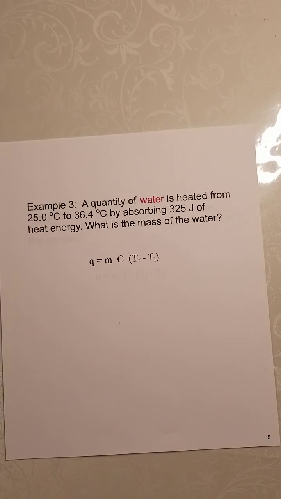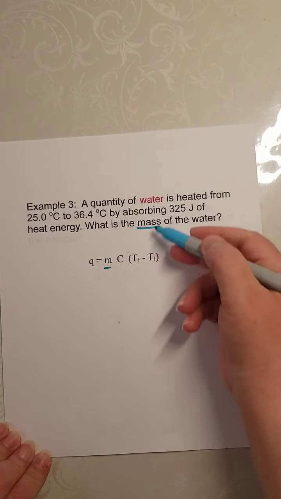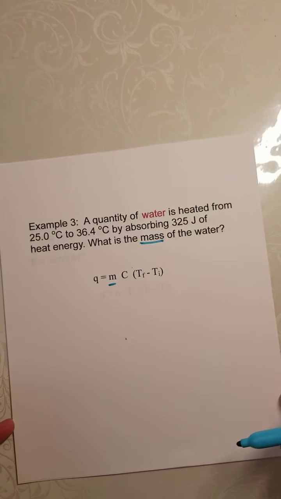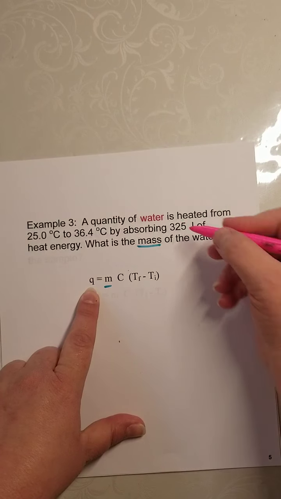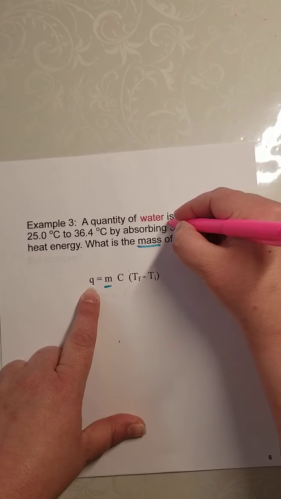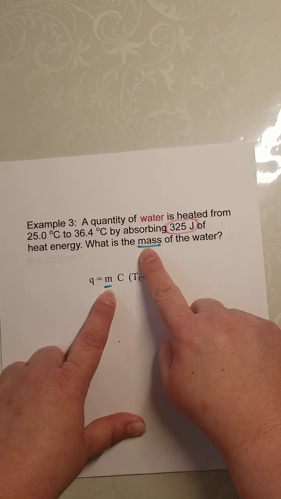A quantity of water is heated from 25 degrees Celsius to 36.4 degrees Celsius by absorbing 325 joules of heat energy. What is the mass of the water? Okay, so now look, what are we solving for? We're solving for mass. So this is our variable now, okay? So let's go ahead and look at the rest of this. So Q is heat. It tells you right here. Here's Q, 325 joules.